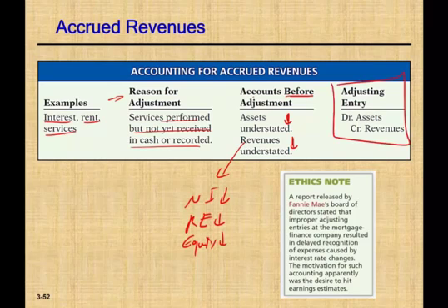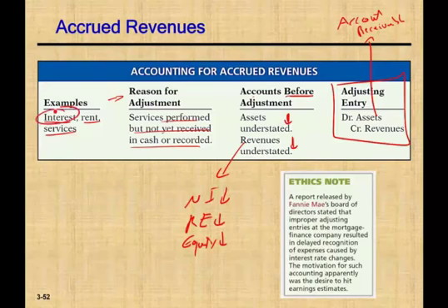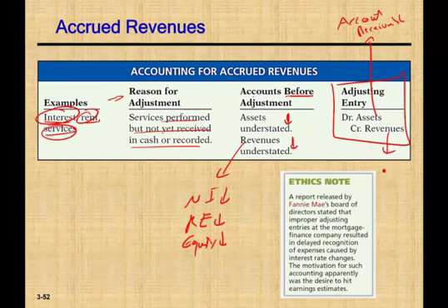And the entry is debit an asset, and usually that asset is accounts receivable. So you debit a receivable. And the reason I say receivable is because sometimes you might have interest receivable, rent receivable, service receivable, whatever the receivable is, accounts receivable, and you credit revenue. And that revenue could be interest revenue, rent revenue, whatever revenue you are dealing with for that client.